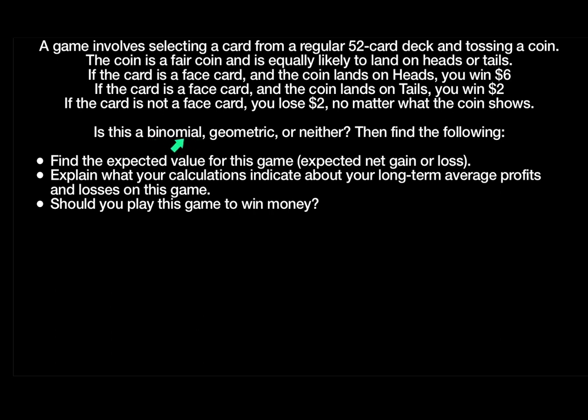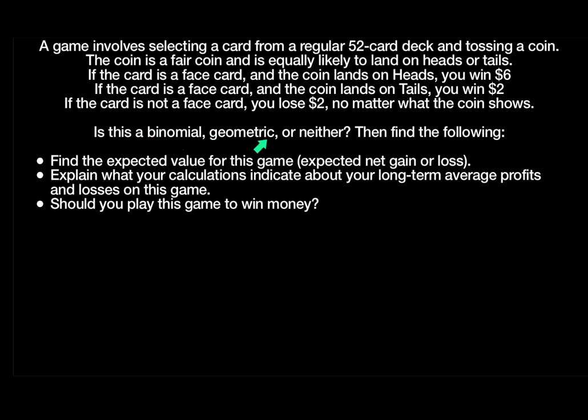Do I have a certain number of trials? It doesn't say that. They didn't say like, hey, do this 10 times. So I don't have a set number of trials. Also, there's 3 outcomes. Either I win 6, I win 2, or I lose 2. So in that case, since there's 3 outcomes, it cannot be a binomial.